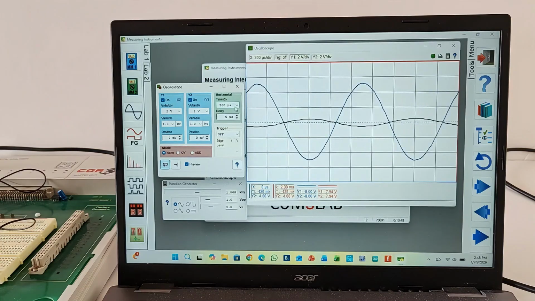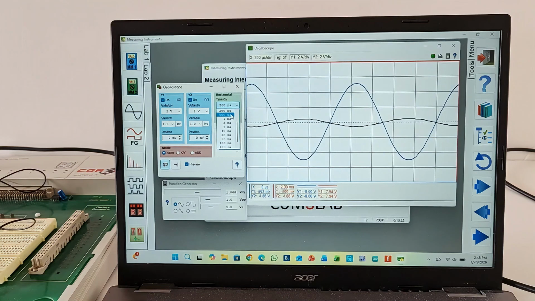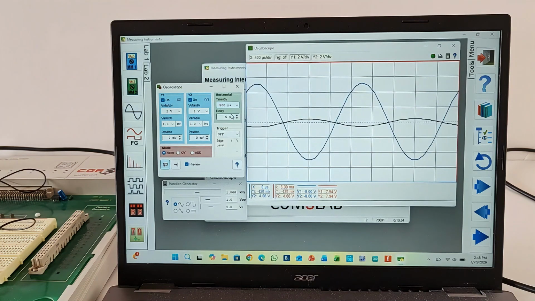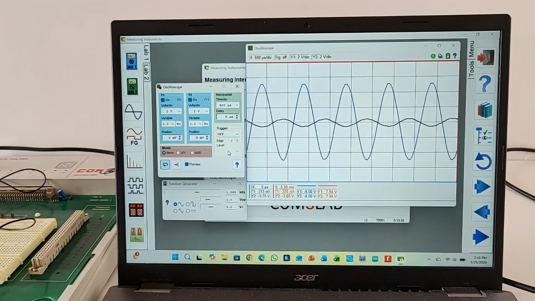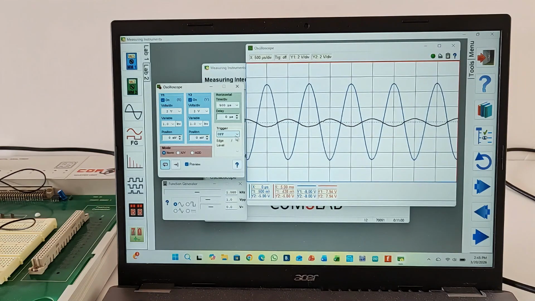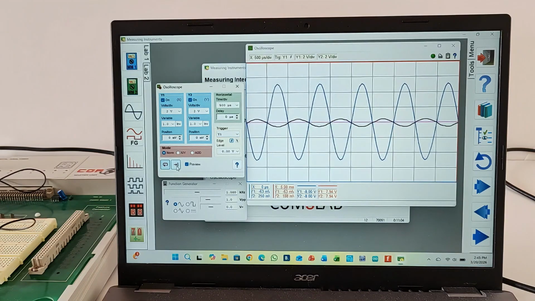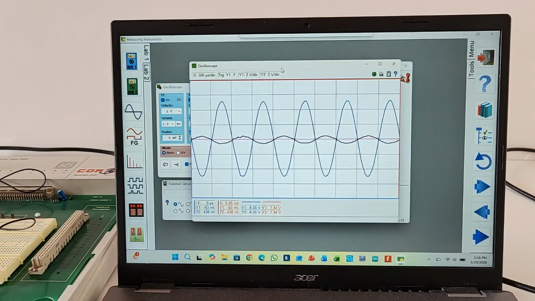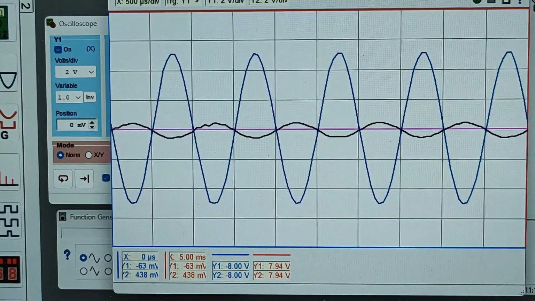Okay, let me just make some few adjustments on the horizontal time division setting. Maybe I could use 500 microseconds. There, I think that would be better. Now let me just set the trigger to Y1, and I'll just put it in one sweep so that the waveform now stops. We have the waveform.